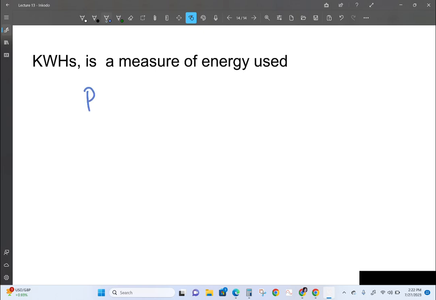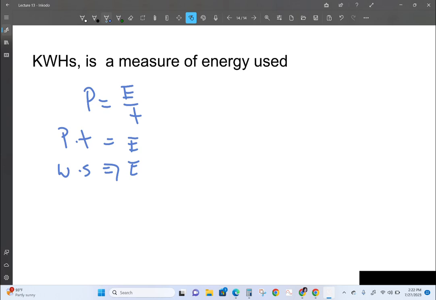The general formula for power is energy over time. And if I solve this for energy, energy is power times time. So in our standard units, that would be watts times seconds. And that would be another unit for energy, which is a joule. But in our homes, we use thousands of watts over hours.